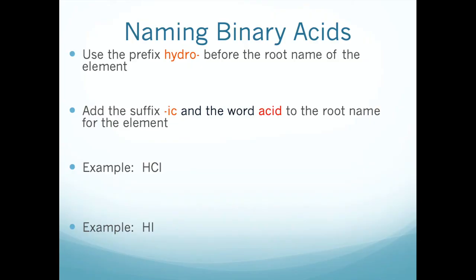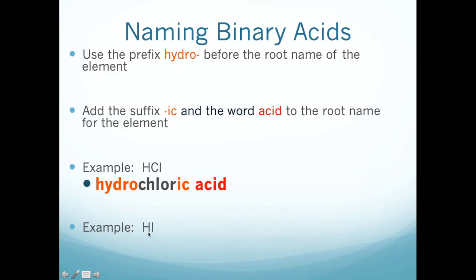So look at HCl. That's made up of H plus and Cl minus. So Cl is chlorine, right? So we take that root word chlor and we add the prefix hydro and the suffix ic acid to it. So it becomes hydrochloric acid. Notice that there's no space between hydro and chloric. It's just one word, hydrochloric. There's a space before the word acid, though.